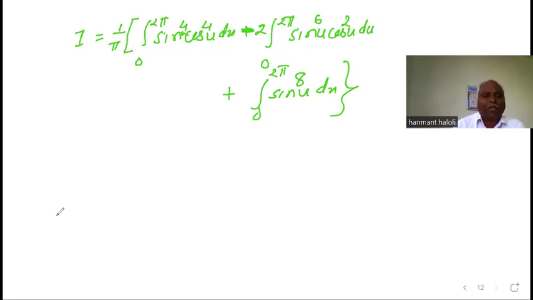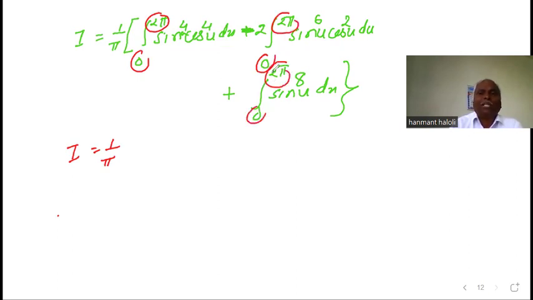Now here is a very important step. I write 1 upon pi as it is outside. Now the limits are 0 to pi by 2. While converting them, 0 to 2 pi is converted into 0 to pi by 2. Here the limits are 0 to 2 pi, and we are going to convert them into 0 to pi by 2 by using reduction formulas.